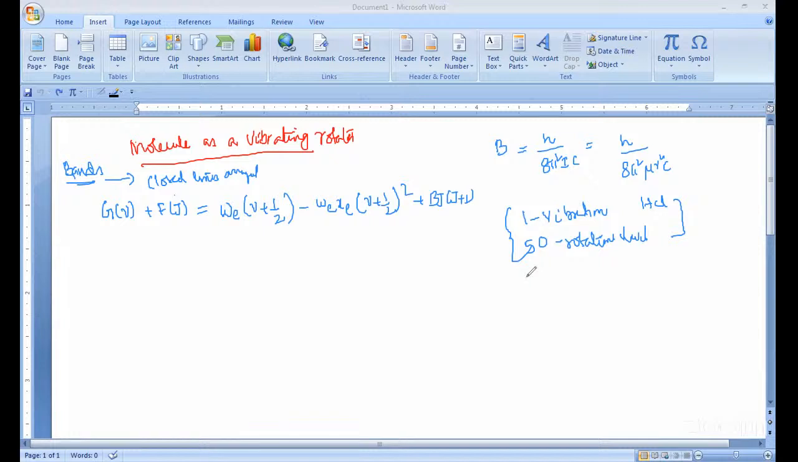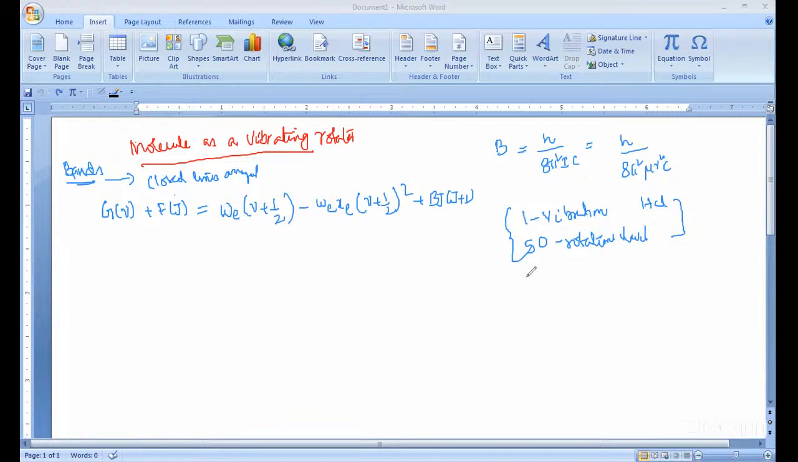So whenever a transition between the two vibrational levels takes place, it would be accompanied by a number of transitions between the two corresponding sets of rotational levels. That means when a vibrational transition occurs, you will have some rotational transitions accompanying it also. That is the reason why you are able to see a band.